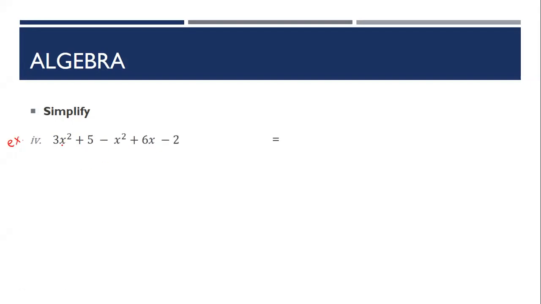Okay, so here in our example 4, we have x square terms, x terms and constants. I write the x square terms once: 3x square minus x square. I wrote this and this, so that is for the x square. Next, the x terms: only plus 6x is there. And then plus 5 minus 2.